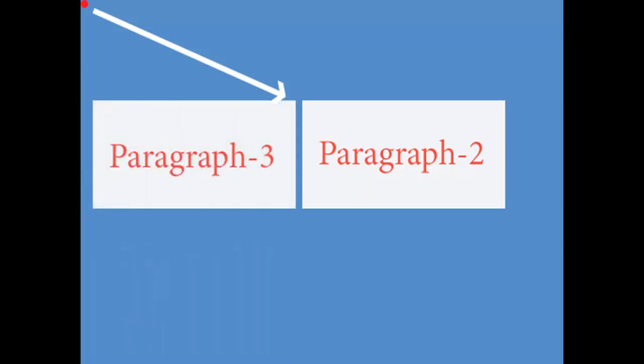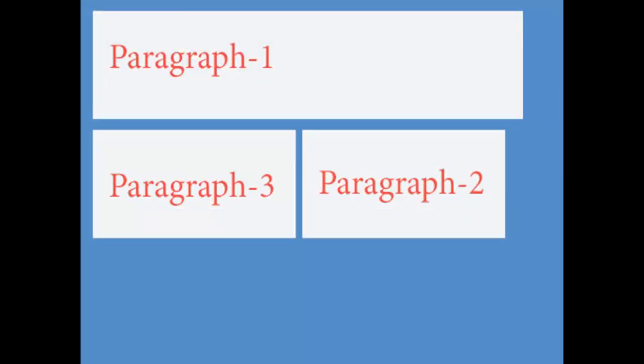And one more important thing that will happen is that the paragraph element that was below paragraph 2, that is paragraph 3, will now move upwards and take up the place of paragraph 2. And this becomes the final shape of the document after applying the absolute positioning in this example.